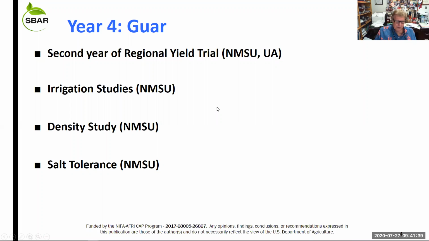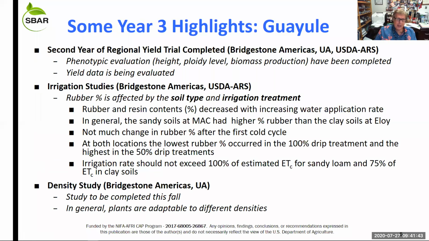Now, for the Wayuli, we'll go to the next slide. You can see that the second year of the regional variety test has been completed, but as of yet, not all of the year 2 data are analyzed. Because Wayuli is a perennial crop, irrigation studies are also continuing. You will hear more about these studies later.